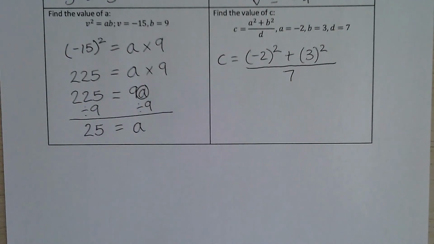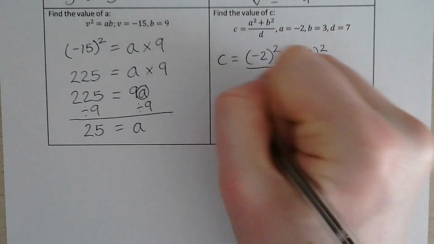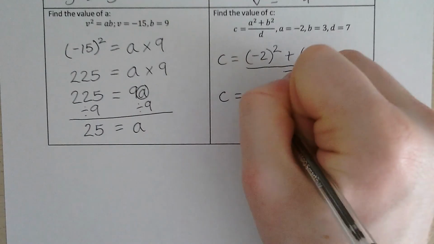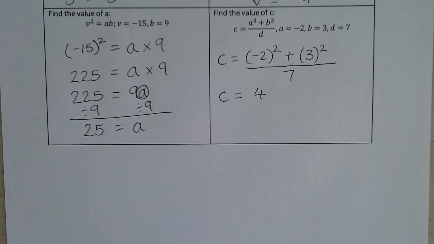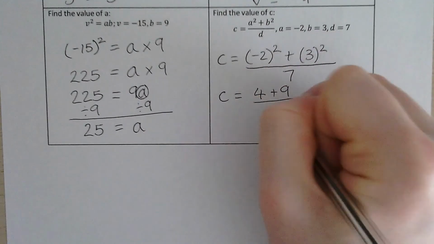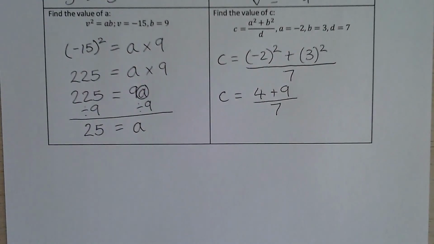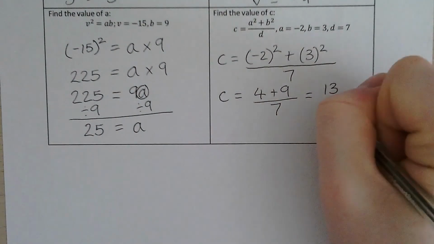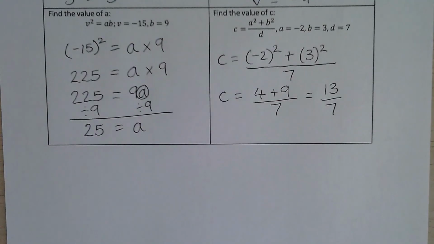We need to do this calculation step by step using our order of operations. So we do our brackets first. So minus 2 times minus 2 is 4. 3 times 3 is 9. And all of that needs to be divided by 7. We now do the numerator first. So 4 add 9 is equal to 13. And that needs to be divided by 7.